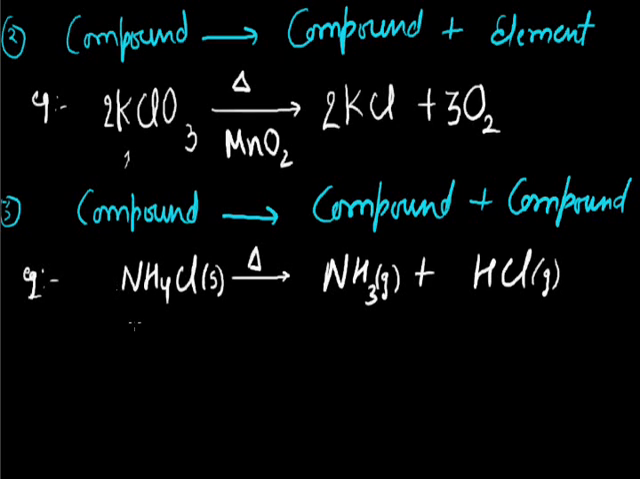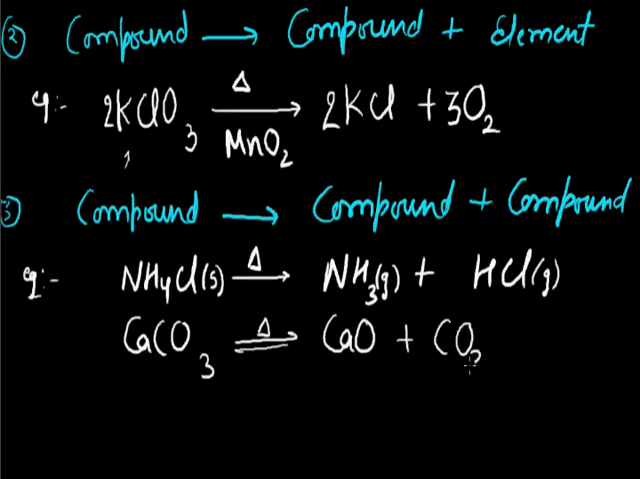Now we can take another example, that is calcium carbonate. When we heat calcium carbonate, it converts into calcium oxide plus CO2. Calcium carbonate is a compound, calcium oxide is a compound, carbon dioxide is also a compound. So in this reaction, a compound breaks into compound plus compound. So this is also an example of decomposition reaction, and it is performed in the presence of heat. So we can say that the reaction is thermal decomposition.